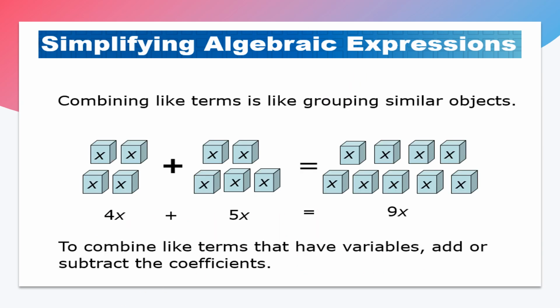Okay. Now, combining like terms is like grouping similar objects. So we have here the 4x's that are contained in a box. Okay. Then plus a 5x is equal to 9x. So we combine all the boxes. So to combine like terms that have variables, add or subtract the coefficients.